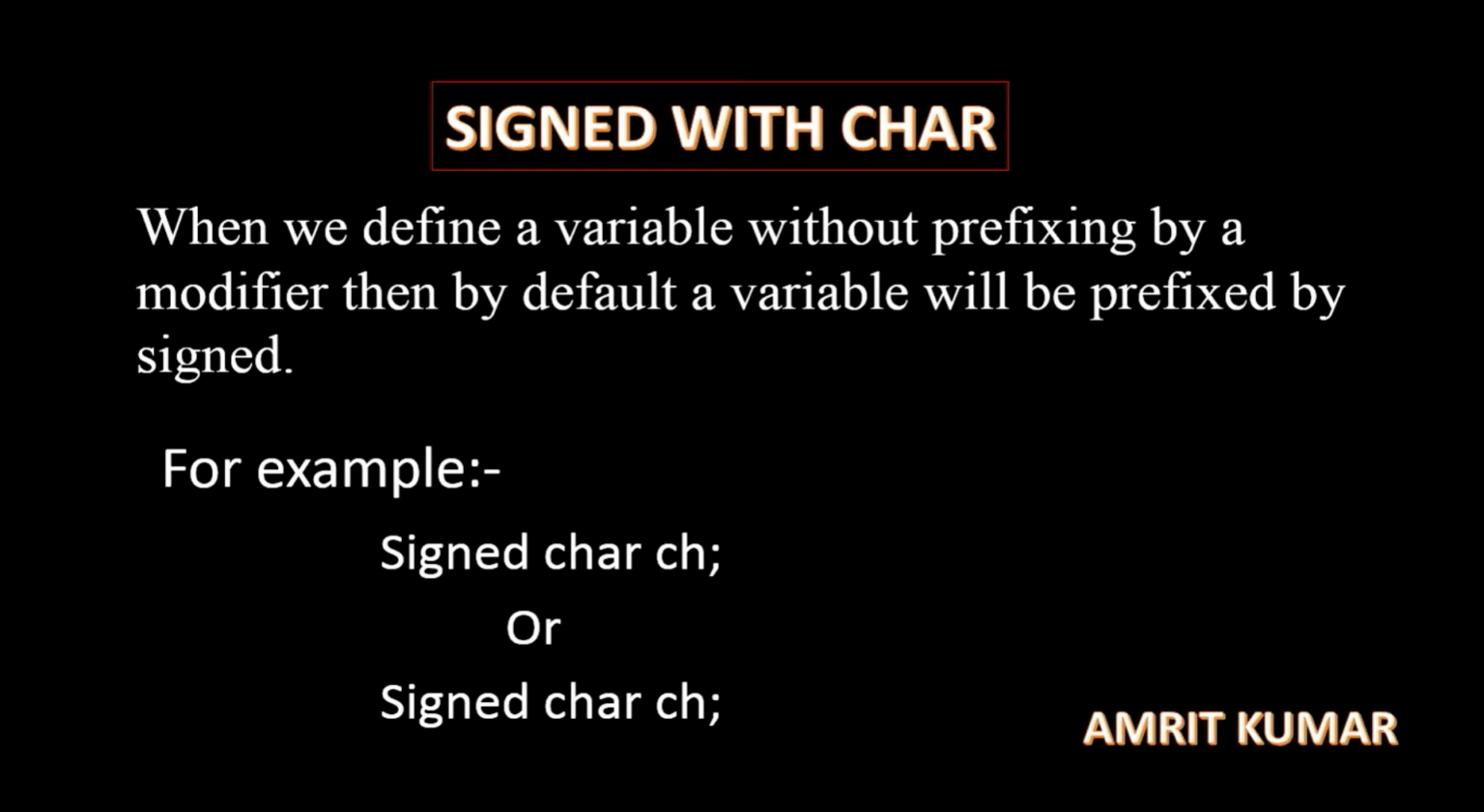When we define a variable without prefixing it with a modifier, then by default the variable will be prefixed by signed. For example, suppose we have defined a variable without prefixing it with a modifier. Suppose I am declaring a variable like char ch, and I am not using any kind of modifier here, then by default the variable will be prefixed by signed, and that is the property of signed.